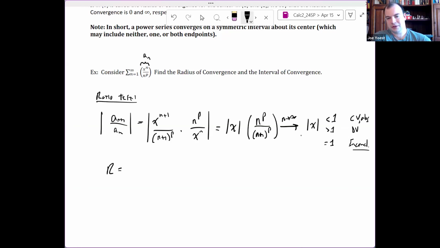So my radius of convergence is 1, because absolute x is less than 1. If I had absolute x over 3, then when I solve for absolute x, I'd multiply both sides by 3 and get absolute x less than 3, and that would tell me my radius of convergence is 3. So when I get absolute x less than something from the ratio test, that gives me my radius of convergence r.